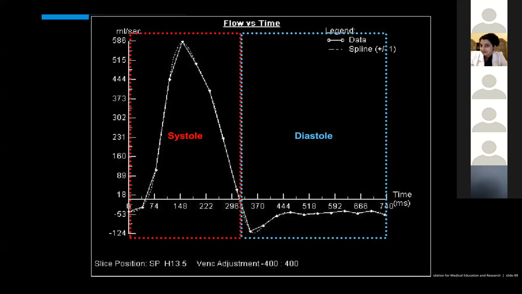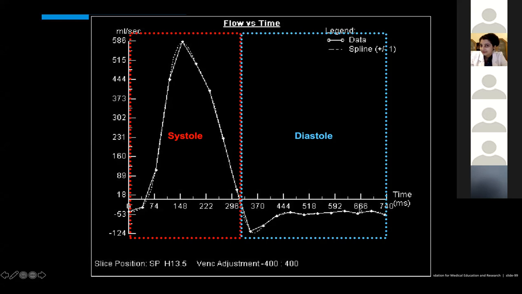And so when we did flow quantification through the aortic valve and did that same analysis, you can see that during systole, we have flow above the curve. So that's positive flow. And then during diastole, we have regurgitant flow. And so we can calculate the amount of regurgitation just by quantifying the amount of flow during diastole.